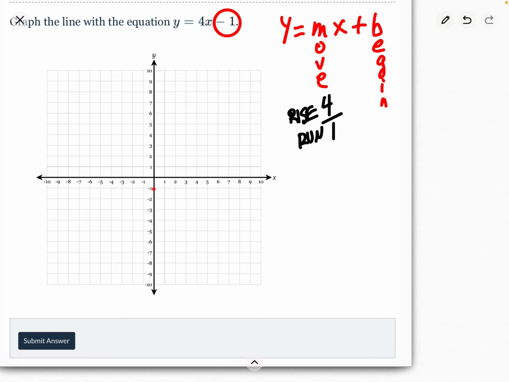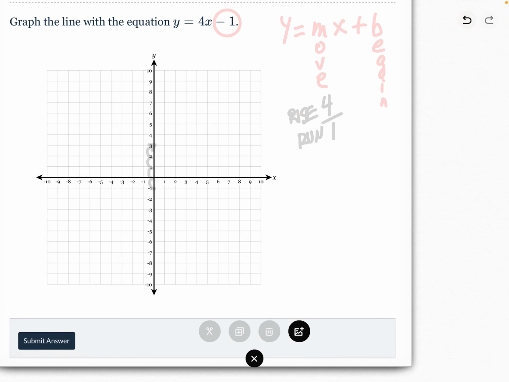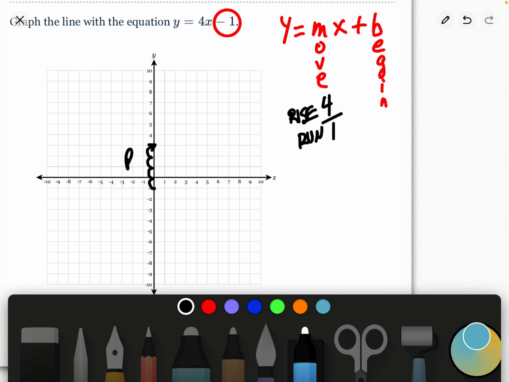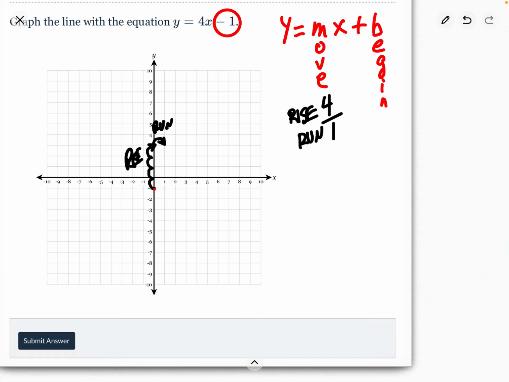So let me show you. I'll go 1, 2, 3, 4. That's my rise. And then I'm going to run 1. That's my run. Once I've done that, I can put my second point right here, and then I just draw a line through those 2 points, put my arrows on them, and that's how you graph it.